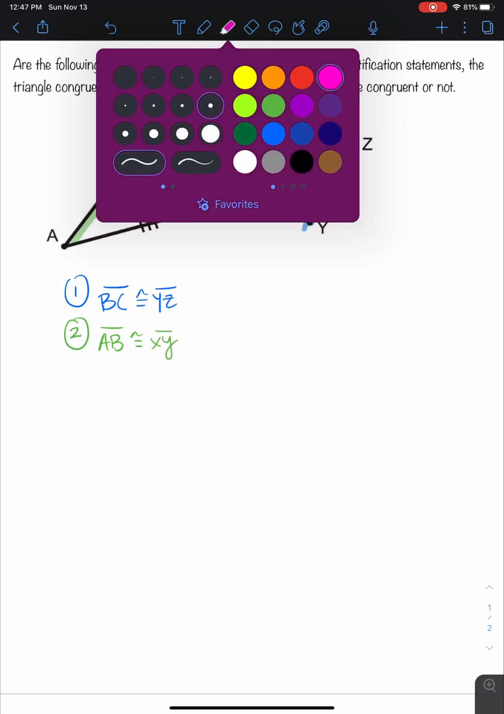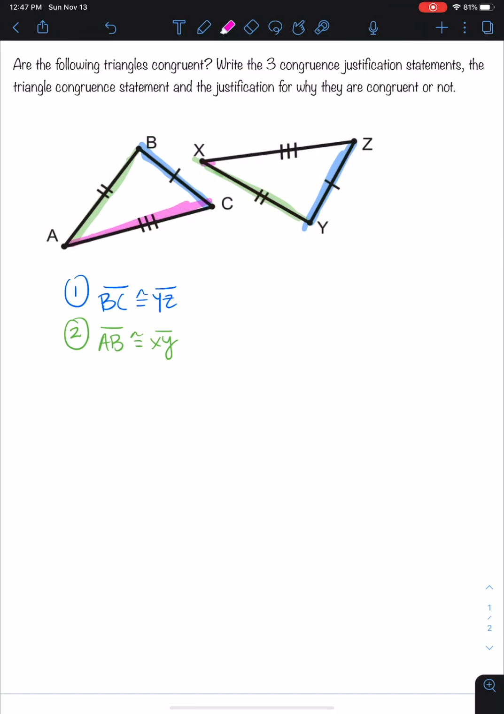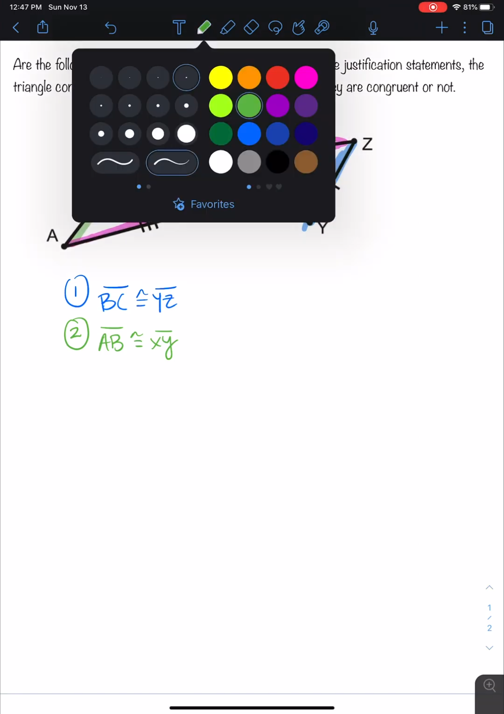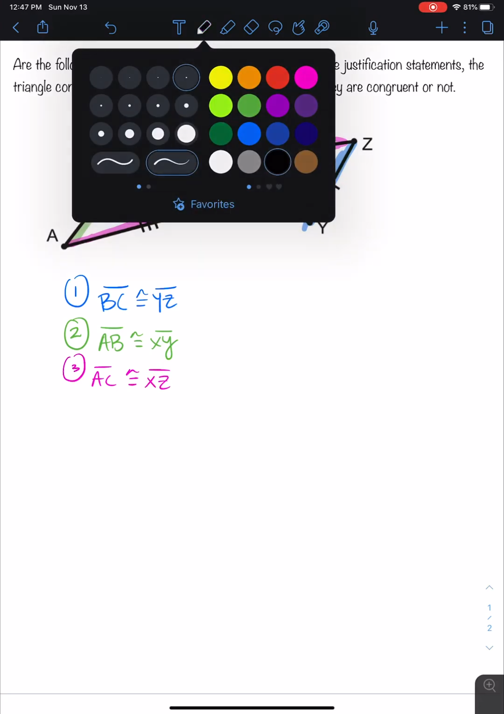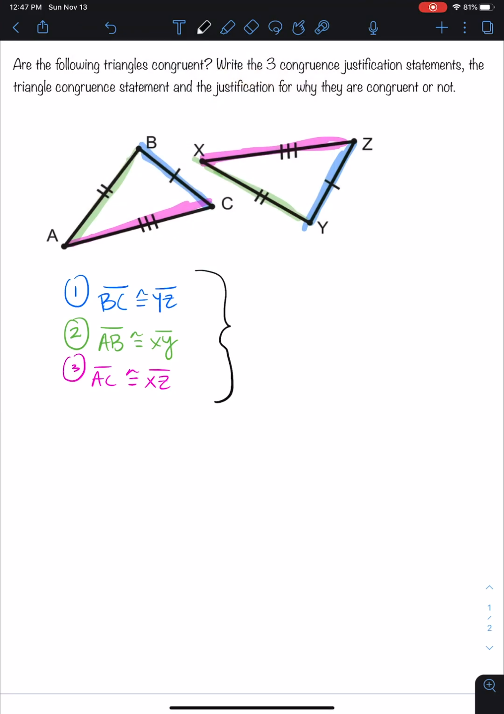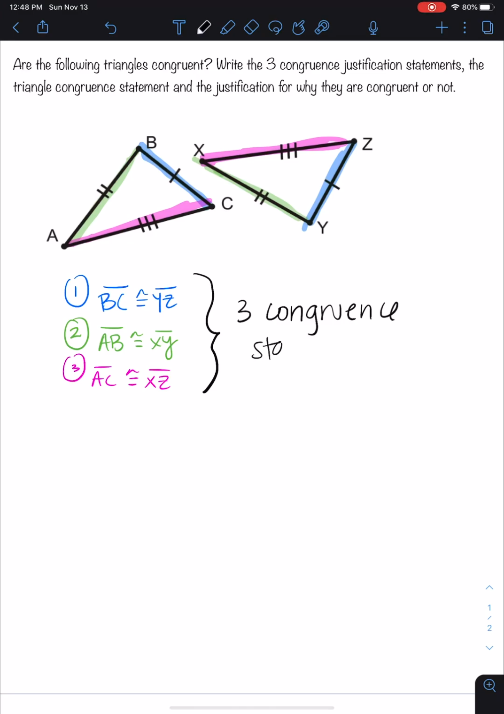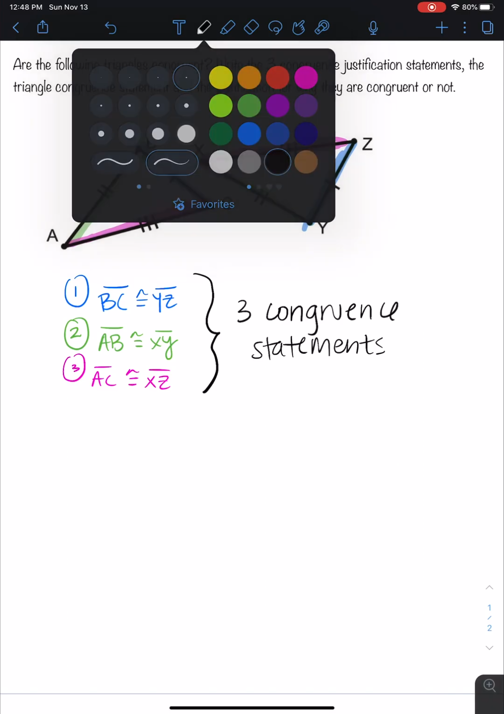And then lastly, we can see the side with 3 tick marks shown are also congruent to one another. So we have line segment AC is congruent to line segment XZ. And we'll see here that we have 3 congruence statements. So here are our 3 congruence statements. And because we have 3 sides that are congruent, we can now say that the triangles are congruent.